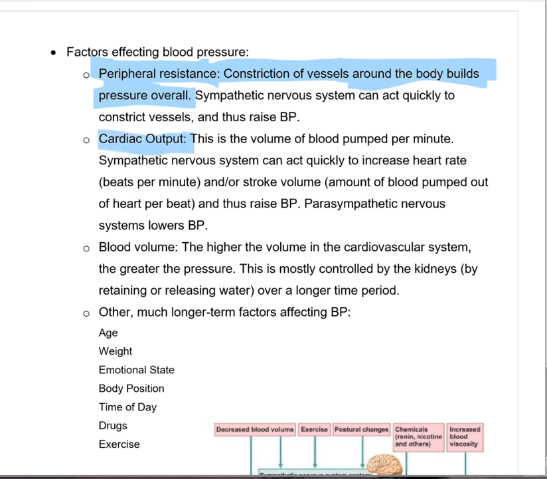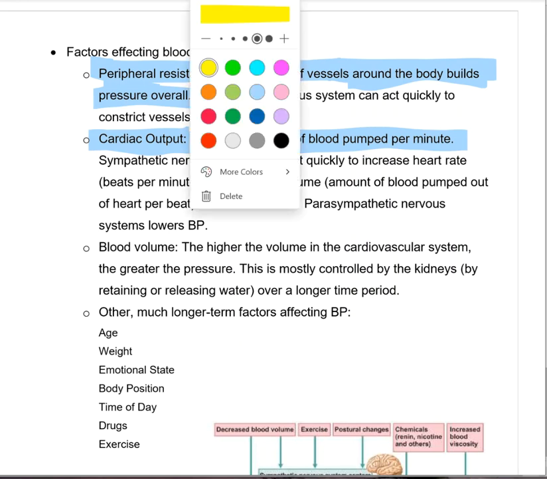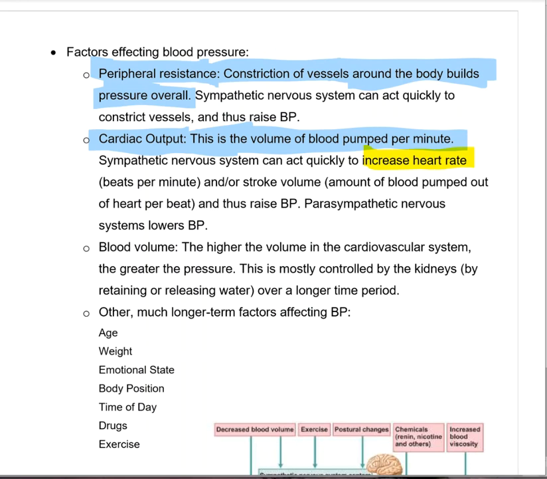The second thing is cardiac output. And this is the volume of blood that's pumped out of the heart per minute. And we can increase the amount of blood being pumped out of the heart by increasing heart rate. And again, the sympathetic nervous system can do this. It can increase heart rate, the number of beats per minute, or this thing called stroke volume, the amount of blood pumped out of the heart per beat. So every time your heart contracts, a certain amount of blood leaves. If we can increase the amount of blood that leaves, we can increase cardiac output. And all of these things will raise blood pressure.